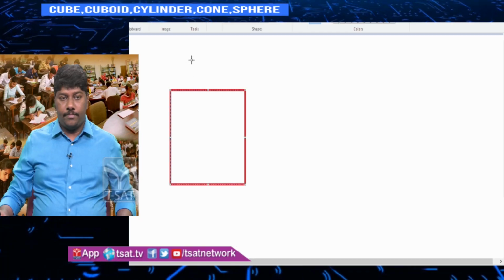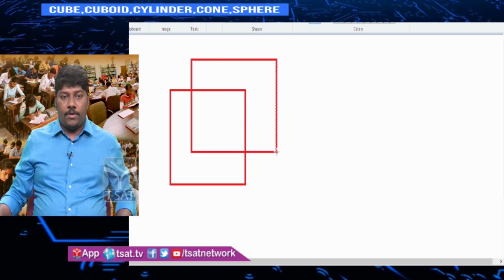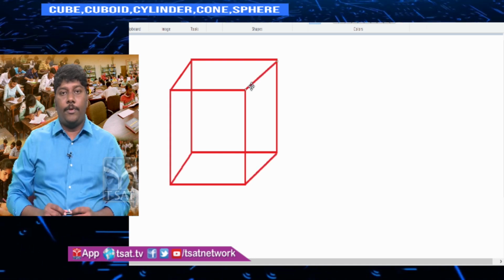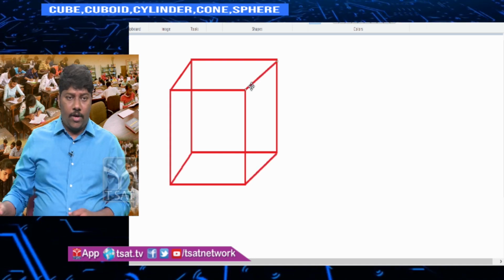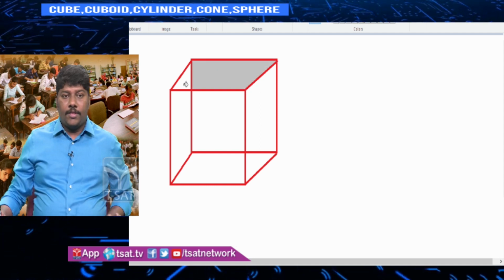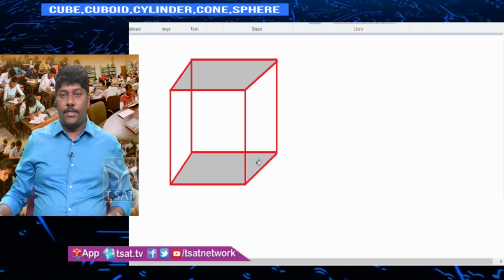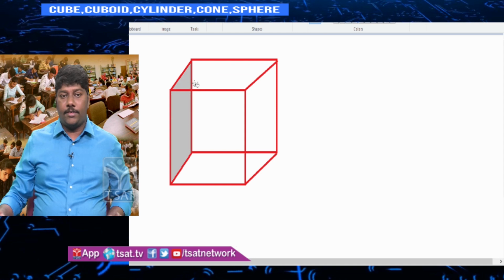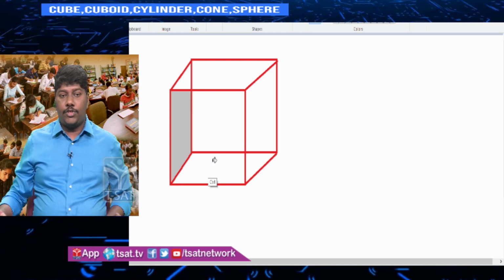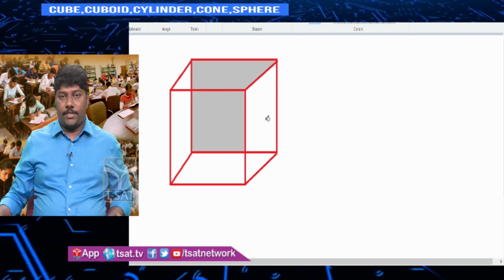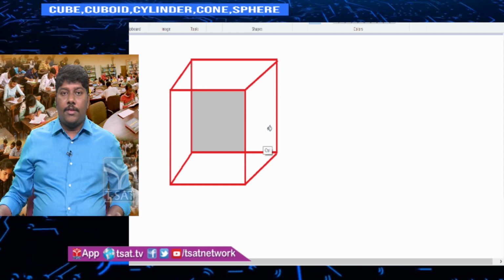Cube is actually a square prism where all the surfaces are the same. For a cube, there are 6 surfaces, all of them equal. Here, this is the upper surface, this is the bottom surface. These two are side surfaces and these two are front and back. So, there are totally 6 surfaces.